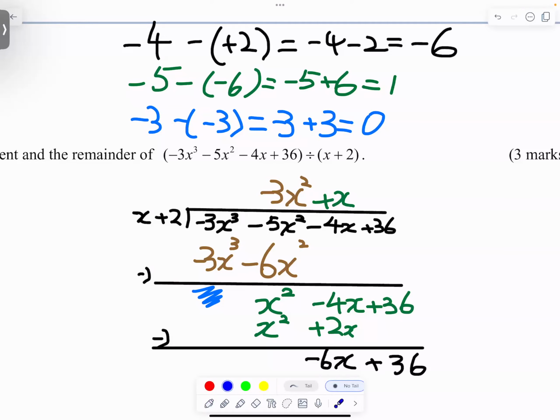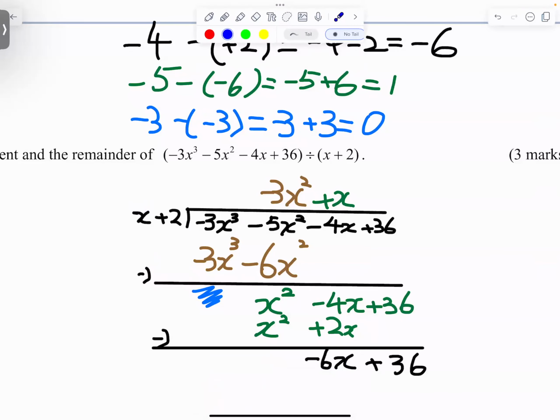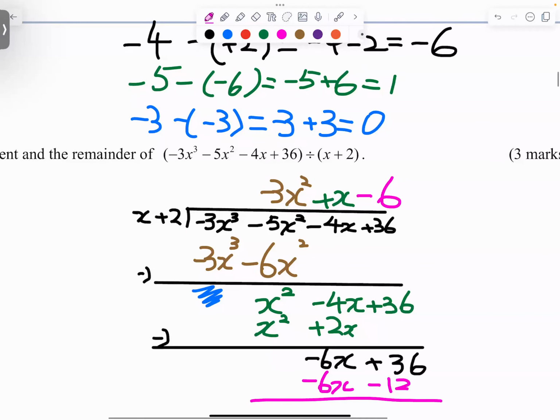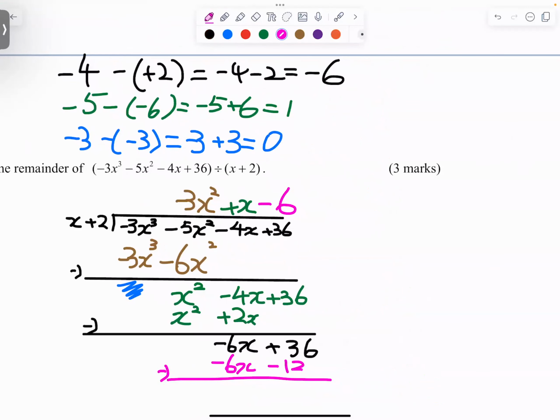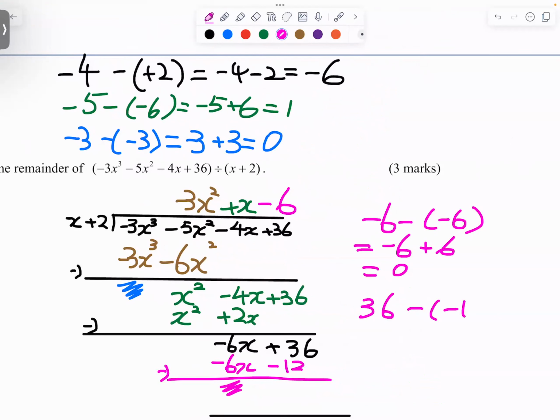So continue. X times what is negative 6x? X times negative 6. So x times negative 6 is negative 6x. We can't leave this 2 alone, so you do 2 as well. 2 times negative 6, we get negative 12. We have the hidden minus, of course. So negative 6 minus negative 6, you cancel out. And 36 minus negative 12.